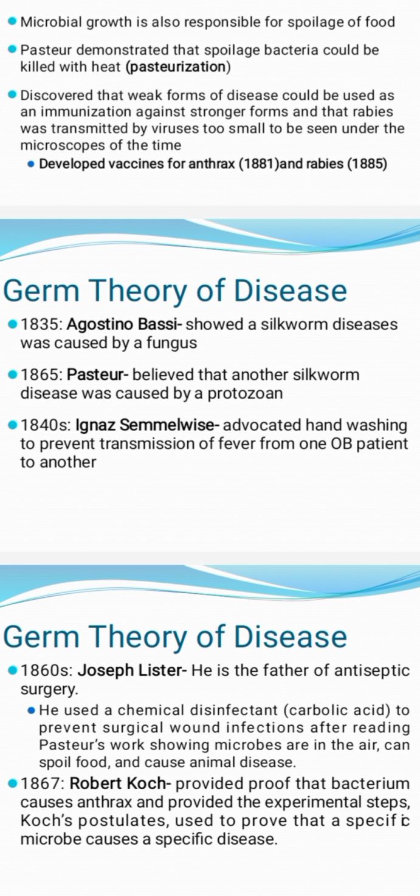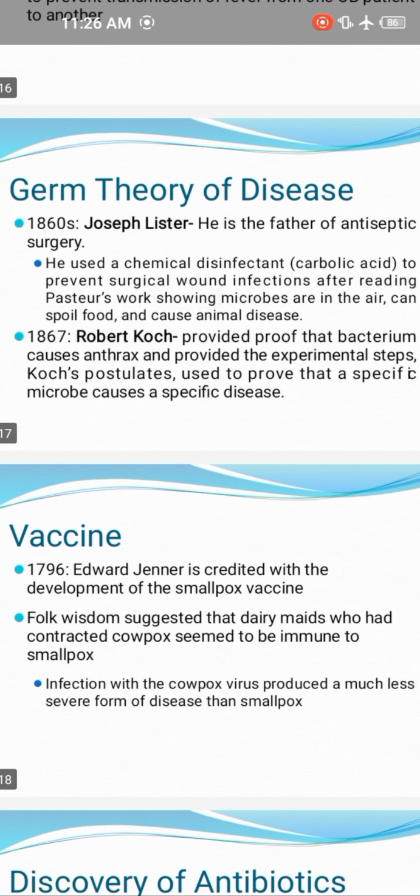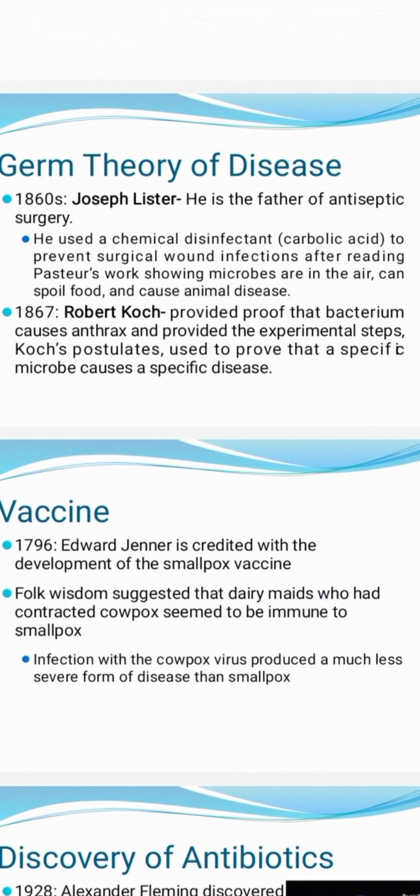Semmelweis advocated hand washing to prevent transmission of fever. Germ cell theory of diseases further explains in the 1860s, Joseph Lister, the father of antiseptic surgery, introduced his methods. Robert Koch provided proof that a bacterium causes anthrax and provided the experimental steps, Koch's postulates, by which specific microbes are identified for specific diseases. The same thing is explained in these.